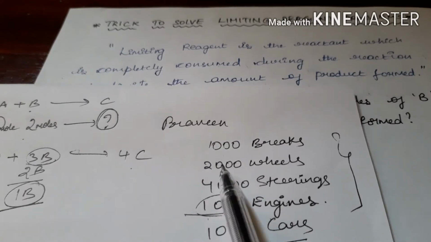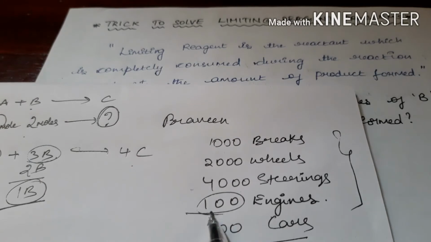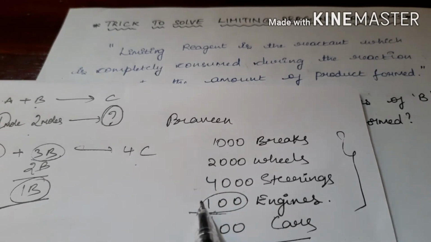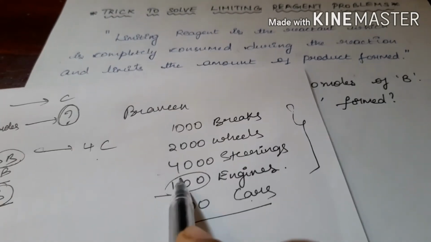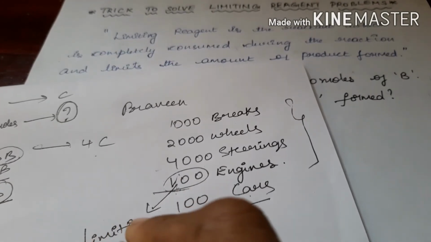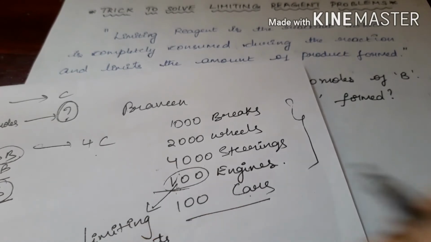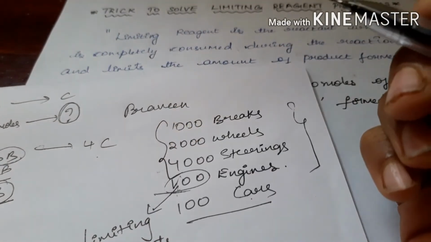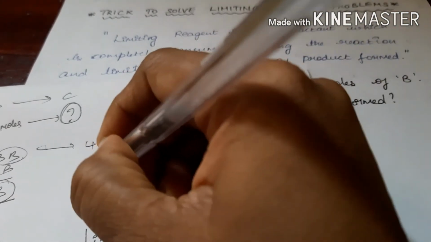Here 100 is the minimum quantity. By using this 100 only, all other parts are also used to produce a car. That means here 100 engines is the limiting reagent. All the others, except the engine, are known as excessive reagent.